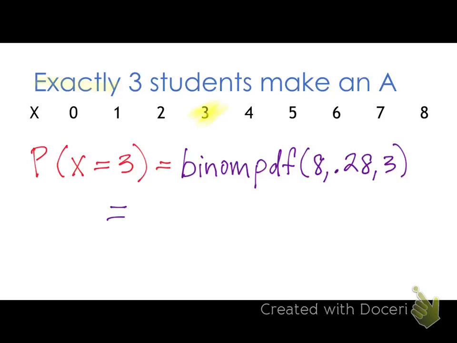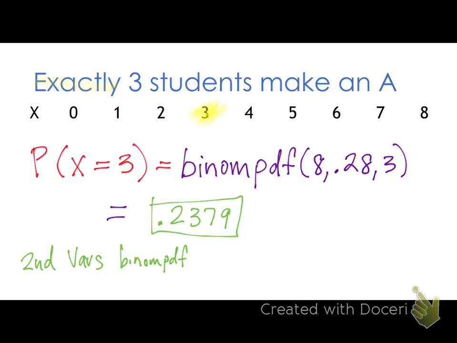To do that in your calculator, it would be second vars and then binom PDF. I don't know what number that is. So once you type that in, you should get 0.2379, and so that would be your final answer.